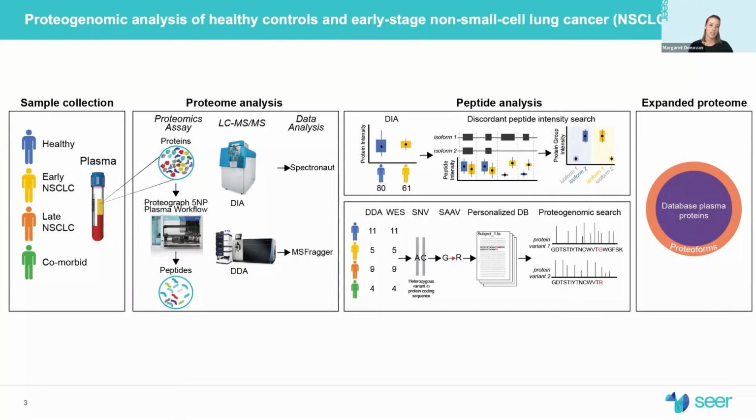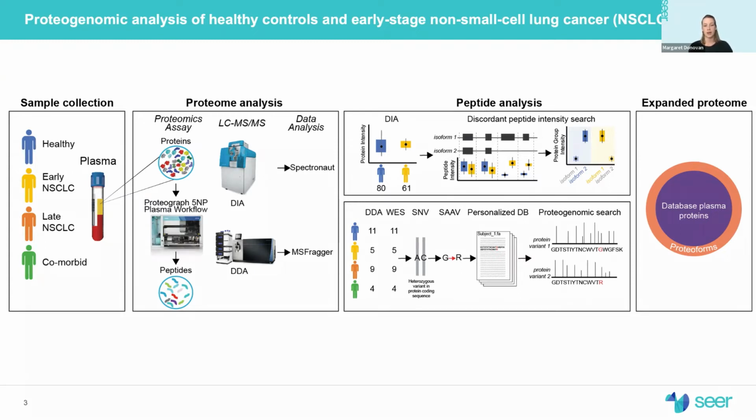From the DIA data, we performed a discordant peptide intensity search, which essentially meant that, looking between the early NSCLC subjects and healthy, we identified differentially abundant peptides. And then mapping these peptides to genomic space, we asked if these differentially abundant peptides were associated with any known protein coding isoforms, and were thus able to identify proteoforms based on gene structure.